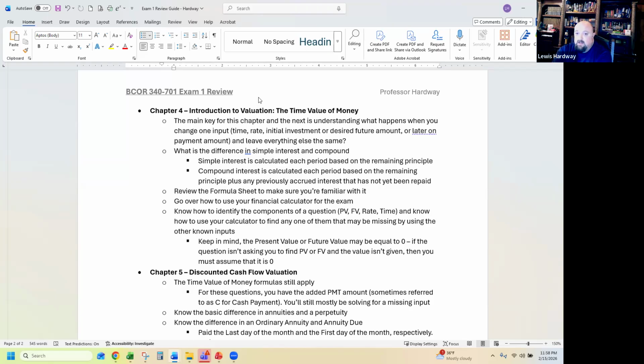If the rate is smaller, what happens to the present value? It gets smaller. Like knowing those little pieces. Difference in simple interest and compound interest.